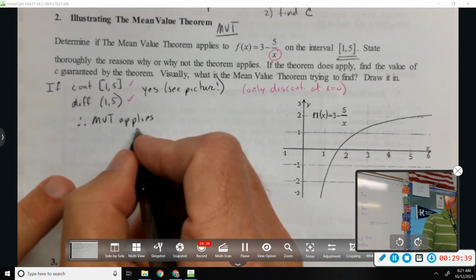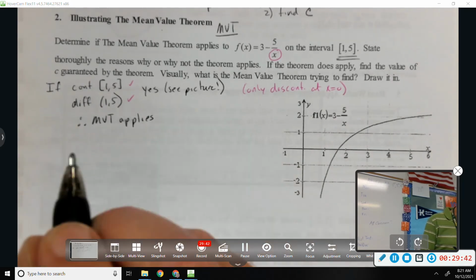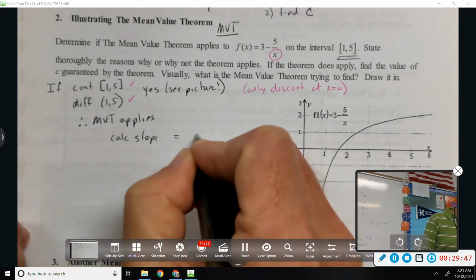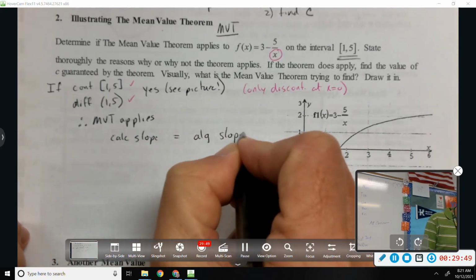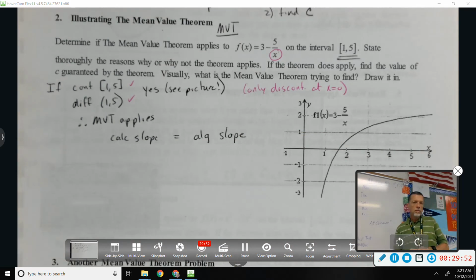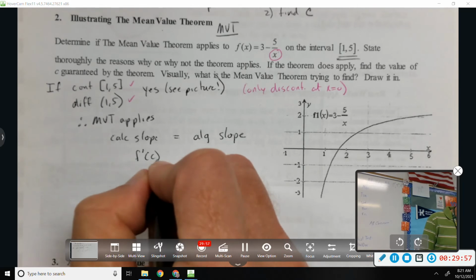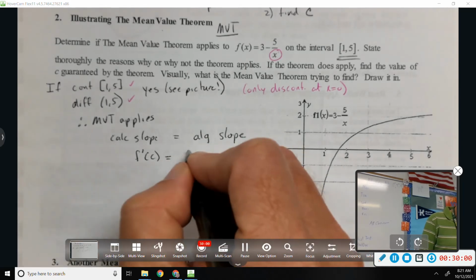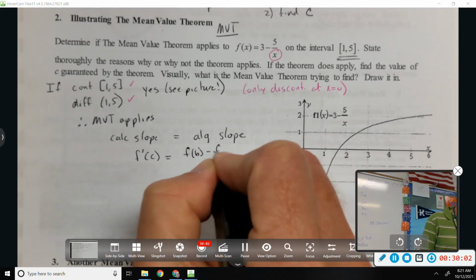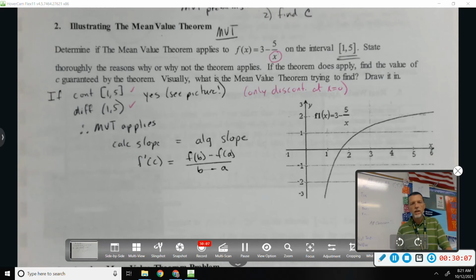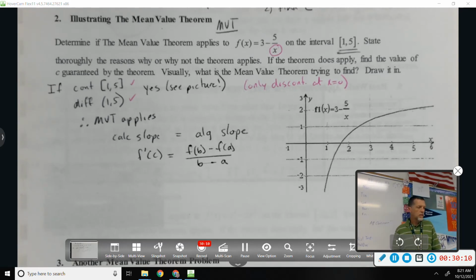All right, MVT applies. So again, here's how I think about the problems, how I work the problems. The calculus slope equals the algebra slope. That's what MVT means. So the calculus slope is the derivative at c. That's what we're looking for, c. The algebra slope is good old y2 minus y1 over x2 minus x1. So let's fill in all those pieces, and we're trying to find c.